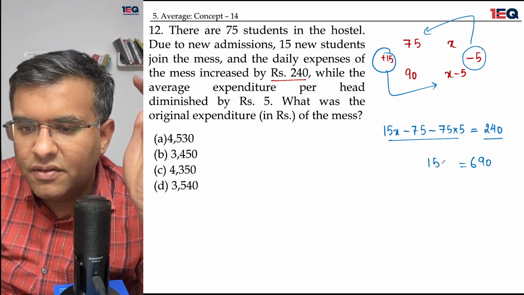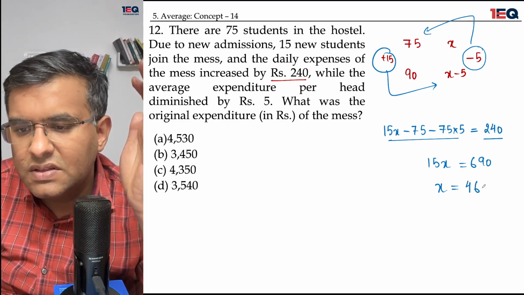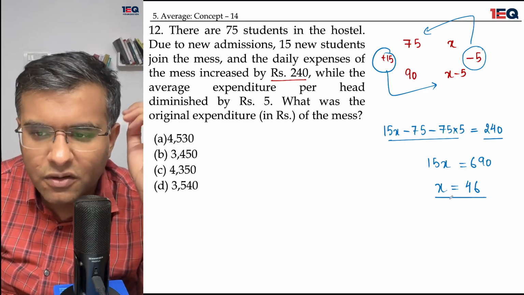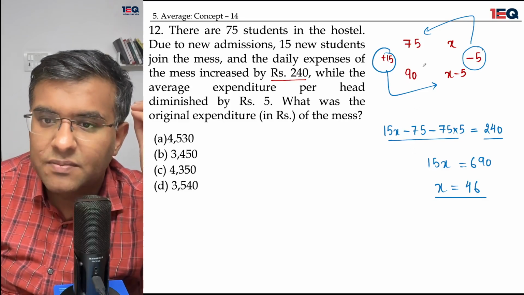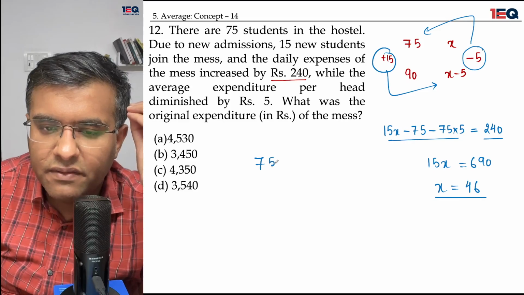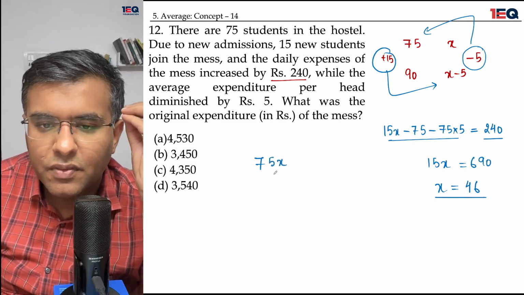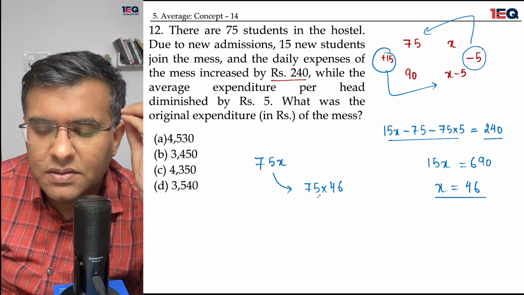I have 15x is equal to 690. The value of x would come out to be: 15 4s are 60, 15 6s are 90. Okay, we have the value of x is equal to 46. Now what is the original expenditure of the mess? The original expenditure of the mess is equal to 75 times x. 75 times 46 would be my answer.